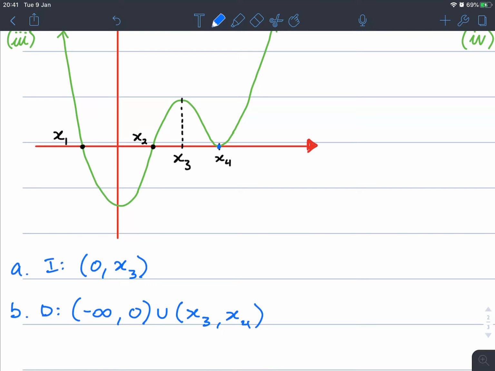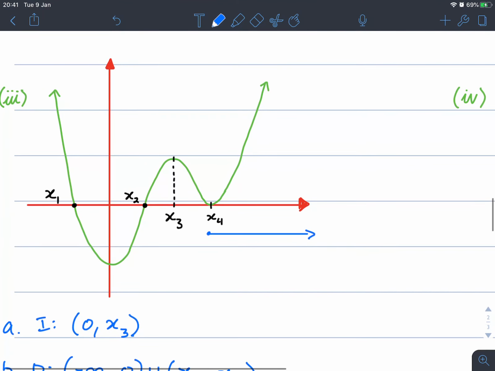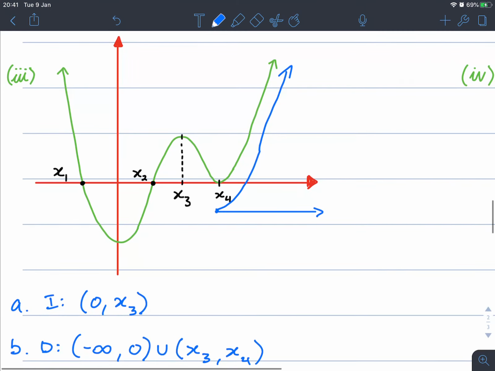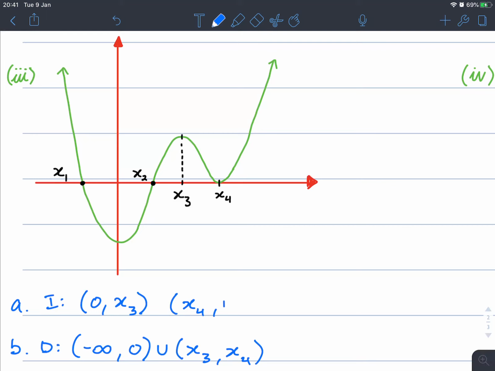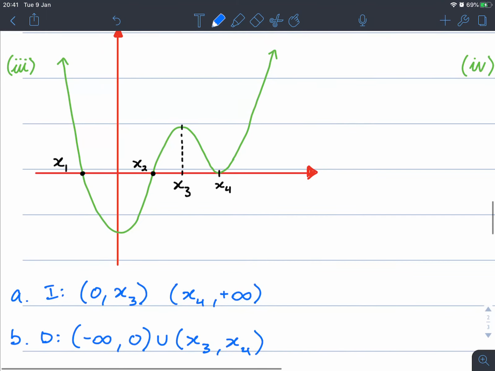Now from x4 onwards, so x4 is here, as x increases, what is happening to the y values? Well, they are increasing, it's going up. So that is an increasing portion from x4 onwards. So from x4 to positive infinity, that is an increasing function, union there.